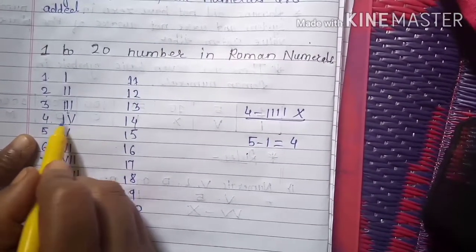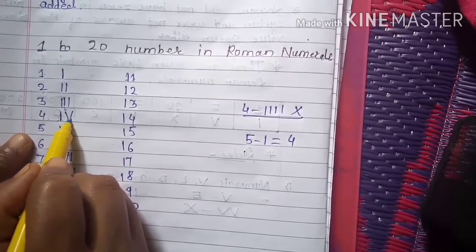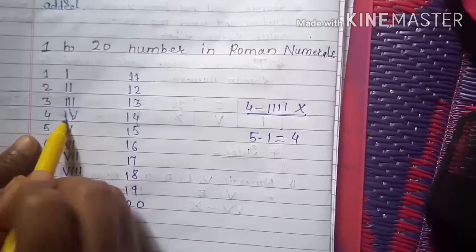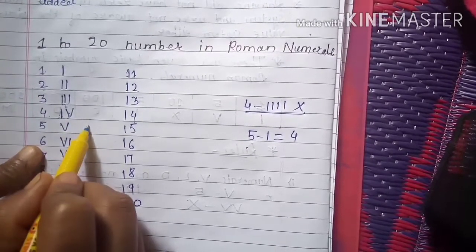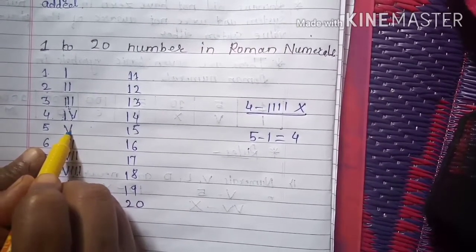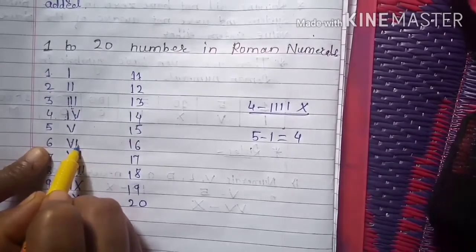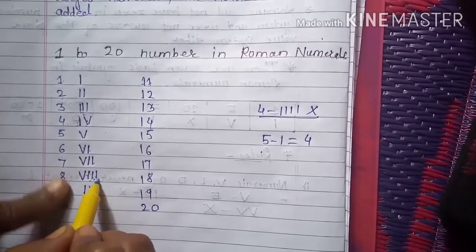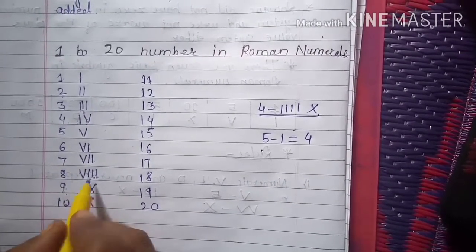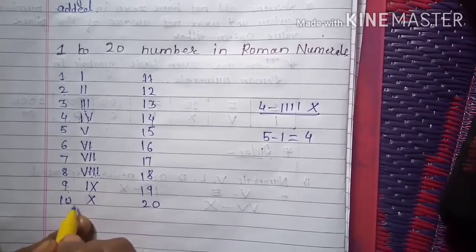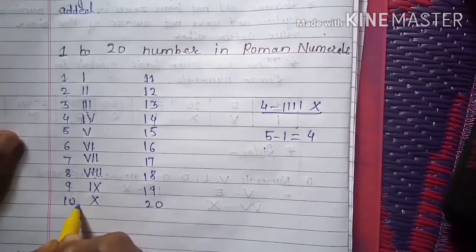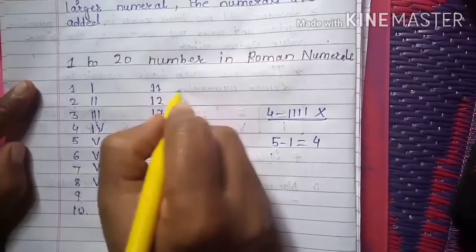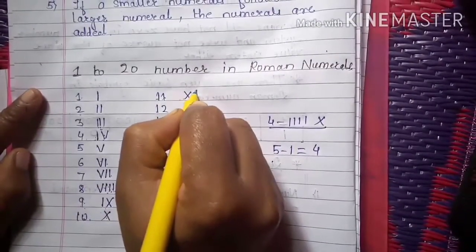So see here children, don't get confused. 4 means I and capital V. When we subtract 1 from 5 we get 4. But in 6 we add plus 1 to this capital V. 5 plus 1 is 6. 5, 6, 7, 8. Again 9 came. 9 means we write I first, then 10, which is capital X. So write down 11: 10 means capital X, write it as it is and add 1 to that.